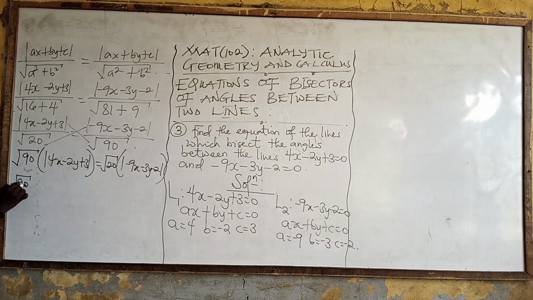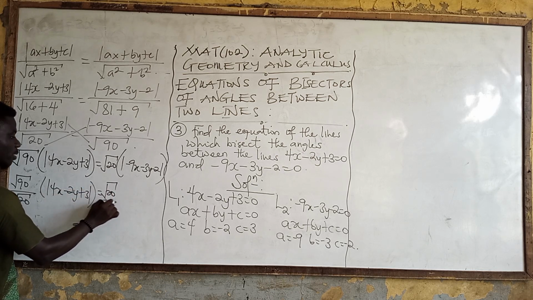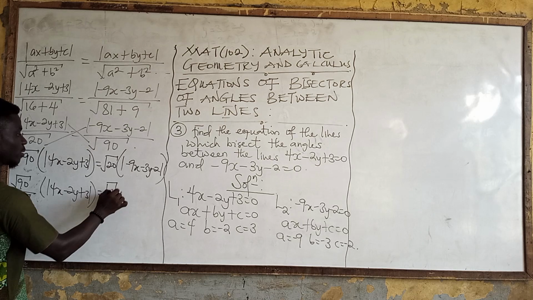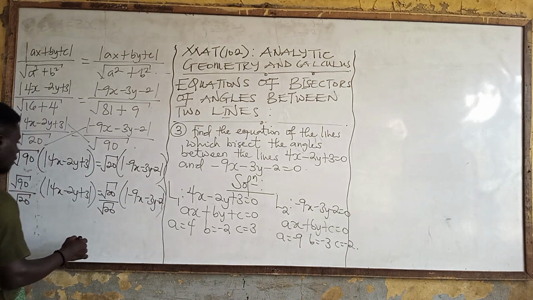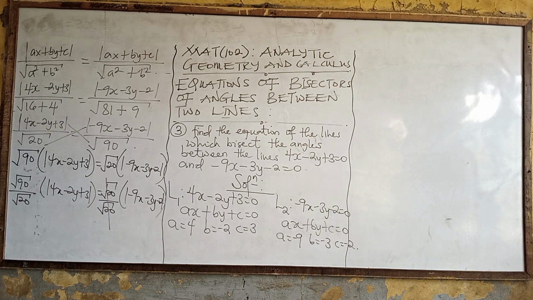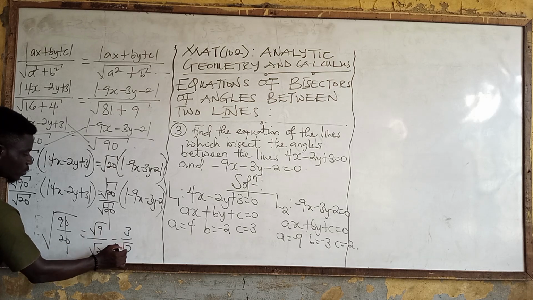Square root of 20, square root of 20. So negative 9x minus 3y minus 2. So this one goes away. Here we get square root of 90 over 20. This one goes away. So I get square root of 9 over square root of 2. Square root of 9 we get 3 over square root of 2.